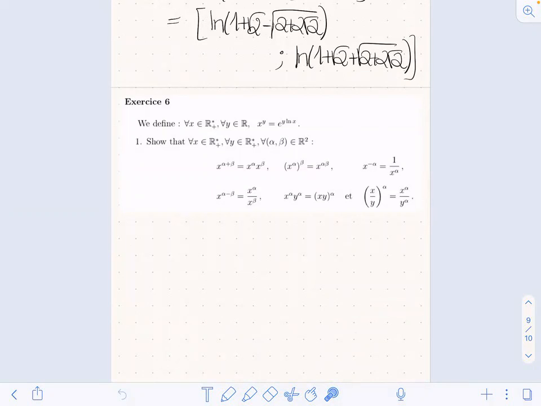To define power functions, we use the following form for x to the power y. We mentioned before that if you see something of the form x to the power y that you're not already familiar with, so for example, it's not x squared, your first reflex should be to write it as exponential of y times logarithm of x. The first thing we're going to do before studying the functions as such is prove some formulae here.